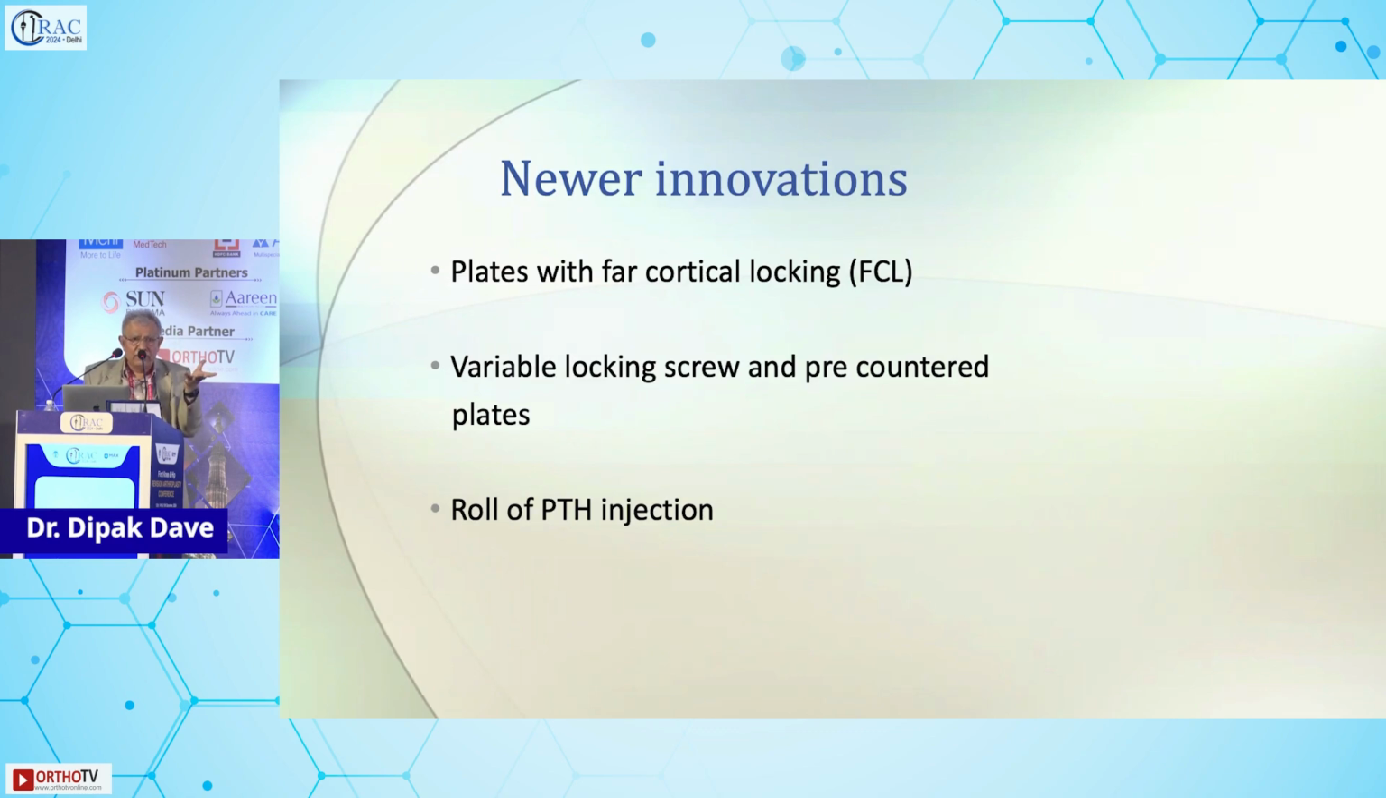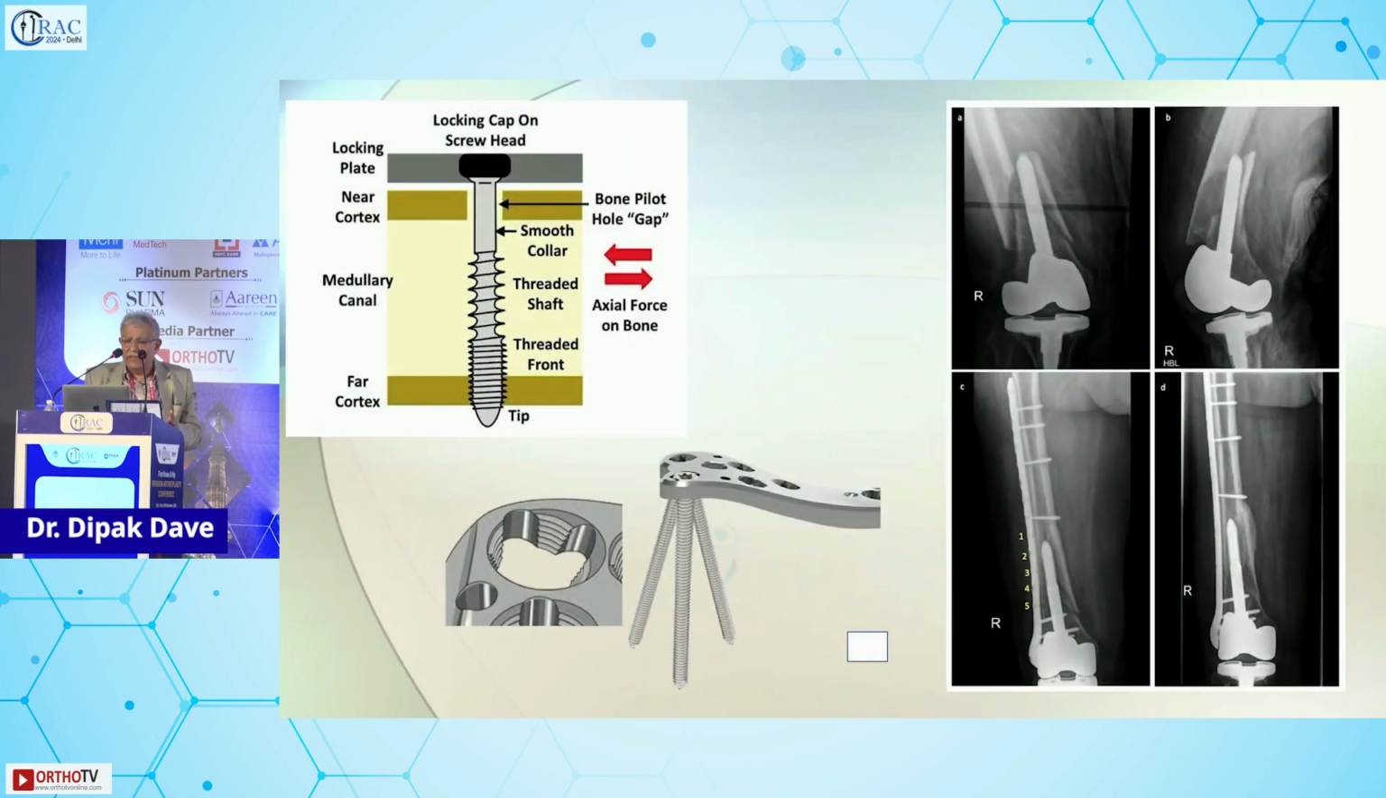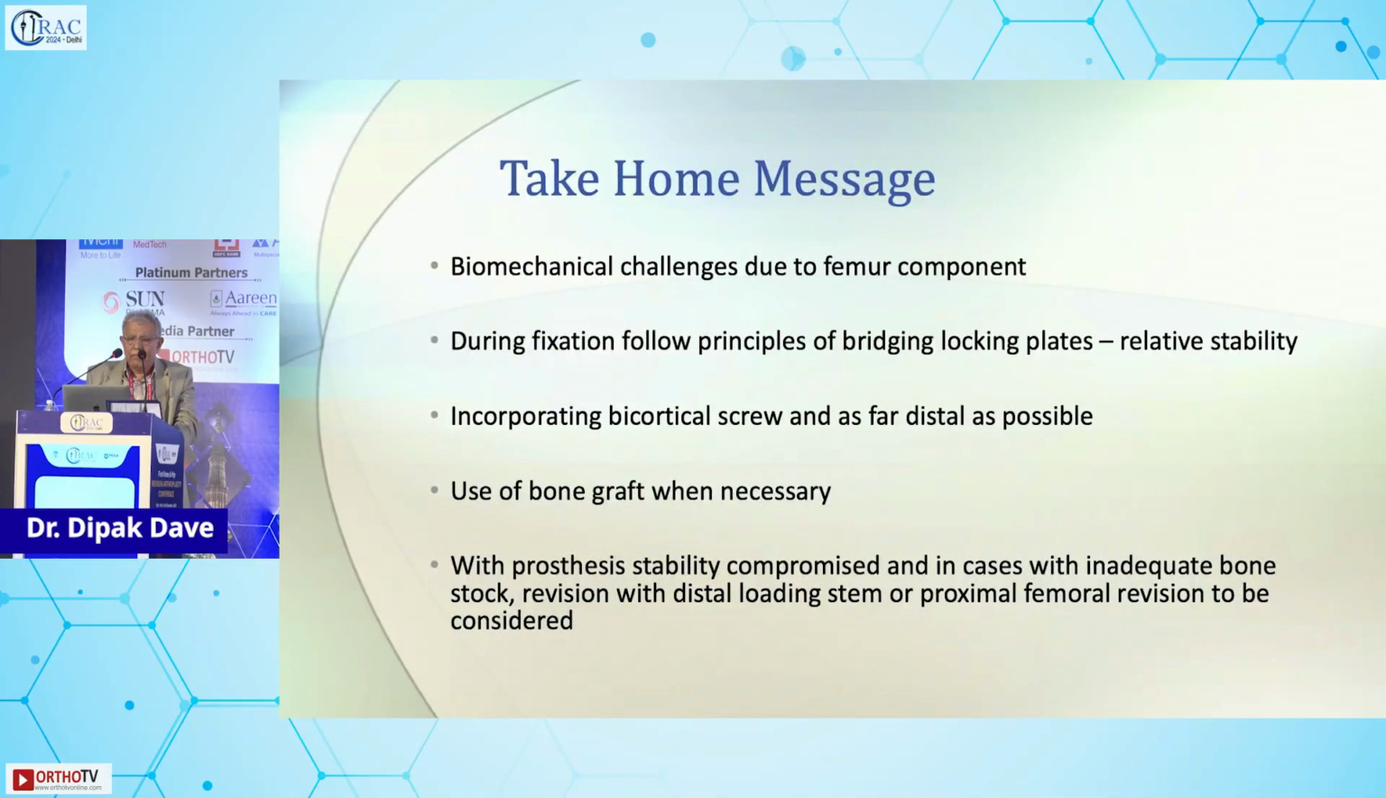There are some newer things which have come. So this is the thing which is known as the far cortical locking screw. You can see these are the different types of screws which give a better fixation, and we all know about variable angle. Now variable angle screws give you some possibility of putting a screw, even if the stem is there, and these are the newer innovations, the far cortical locking screws and variable angle screws. The message is biomechanical challenges are there because of the femur.